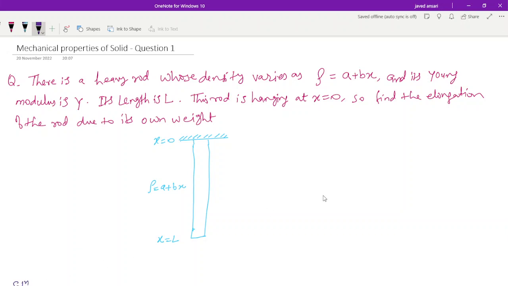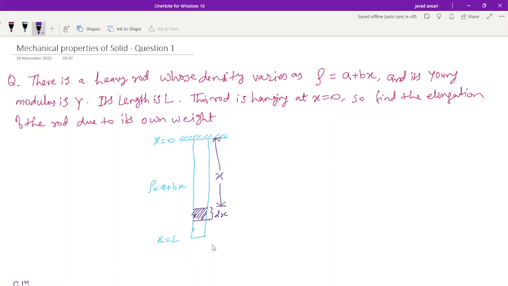Since this is not a uniform rod, you cannot just apply the Young's modulus formula Y equal to stress by strain, because how will you find the strain? How will you find the stress? So let's consider a small portion of this rod, at a distance x from the point where it is attached, and this small portion is of length dx.